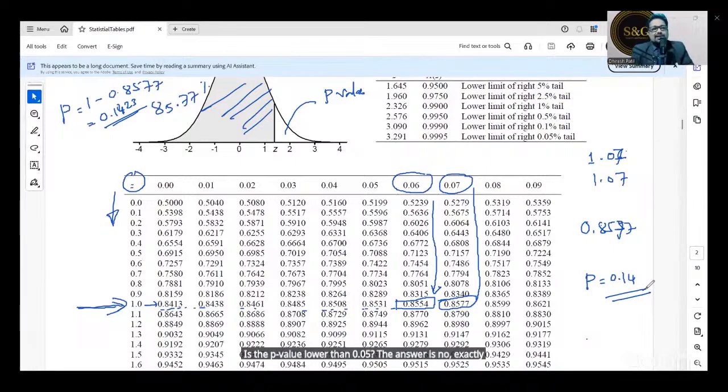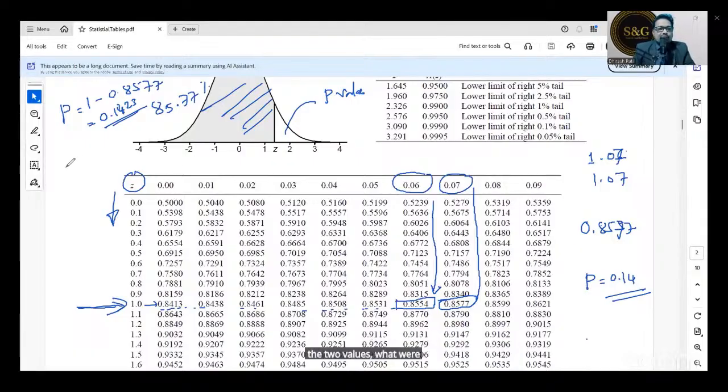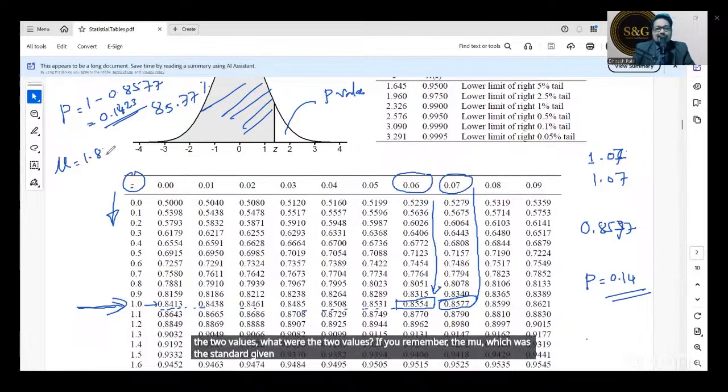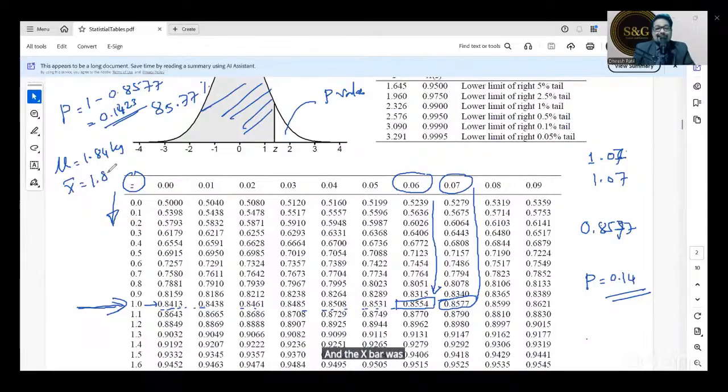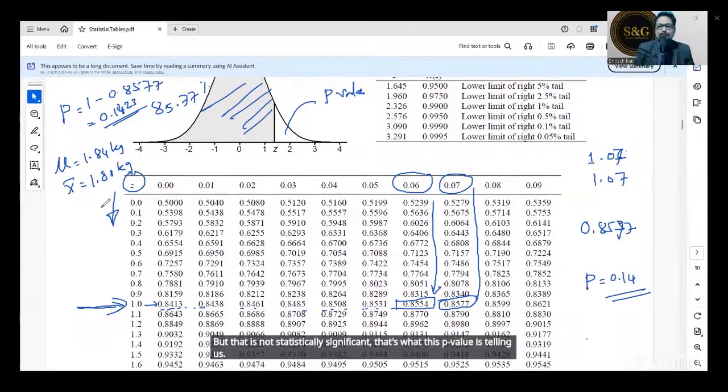So in that case, we have to accept the null hypothesis. So there is no statistically significant difference between the two values. What were the two values? If you remember, the mu, which was the standard given, was 1.84 kg and the x bar was 1.88 kg. Even though there is a small difference of 0.04 kg, that is not statistically significant. That's what this p-value is telling us.